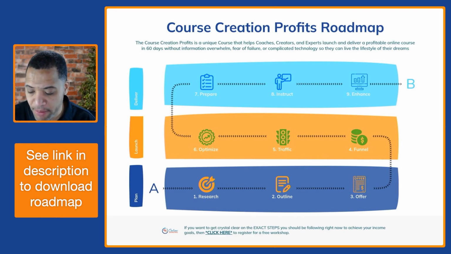So looking at our roadmap here, we're going to start with our plan. I broke it down to basically 3 phases of the process, right? There's the plan phase, there's our launch phase, and then there's our deliver phase. And we always start at the plan phase, right?